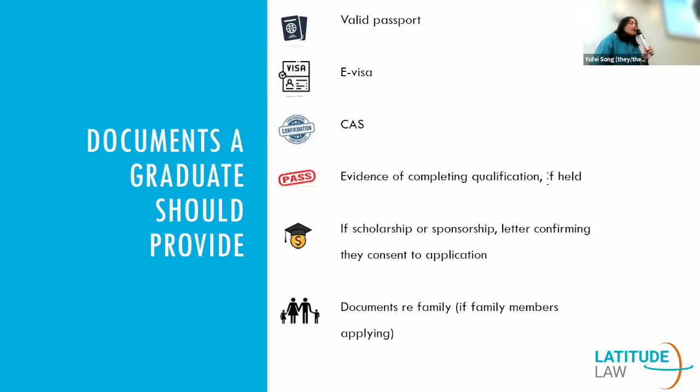A copy of your CAS, confirmation of acceptance of studies, and evidence of completing your qualification, for example, your degree certificate. If you have got a scholarship in the last 12 months, then you will need a consent letter from the government or agent who's granted you the scholarship. And if you have dependents, then like previously mentioned, you will need to submit evidence to show your relationship with your family.